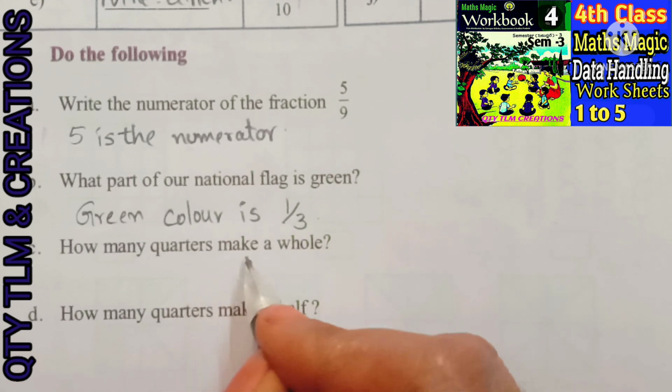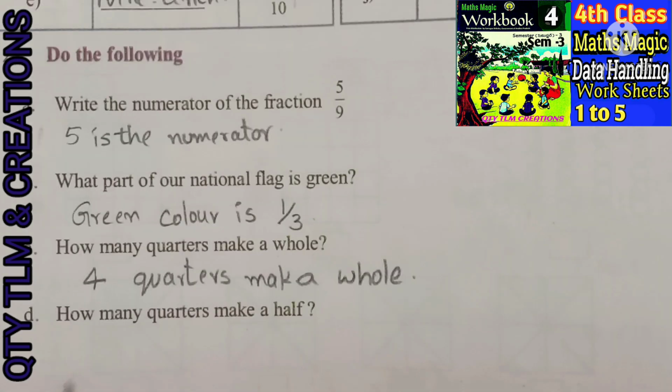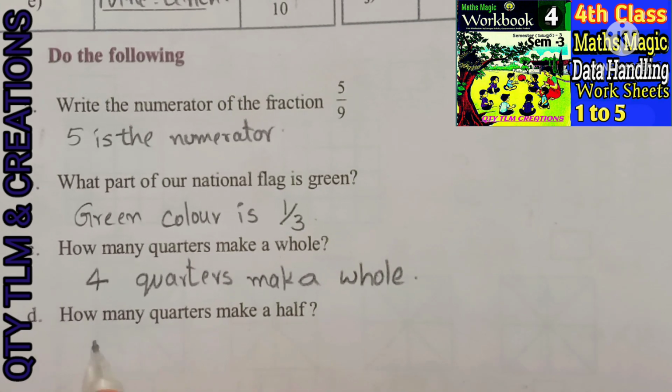Next, how many quarters make a whole? 4 quarters make a whole. Next question, how many quarters make a half? 2 quarters make a half.